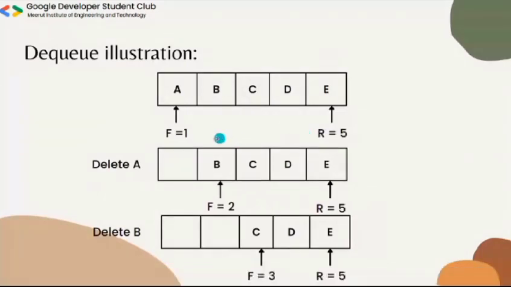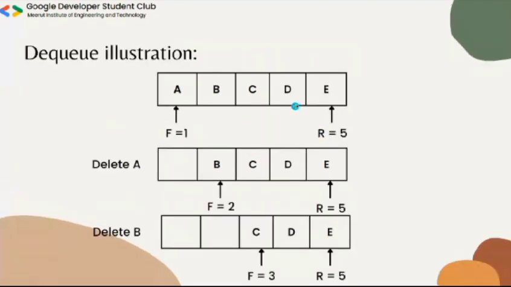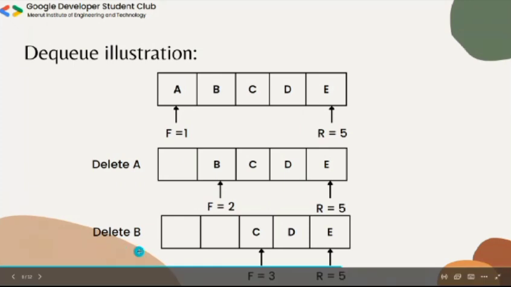For the DQ illustration, DQ means the removal of an element from the queue. Now this is the previous example that I have taken earlier. You can understand from here that when I'm performing NQ, only this R is moving forward. And when I'm performing DQ, my front is moving forward. So when I delete A, my front now will point to B, and A will be removed. Similarly, when I delete B, B will be removed, and now my front will point to 3.